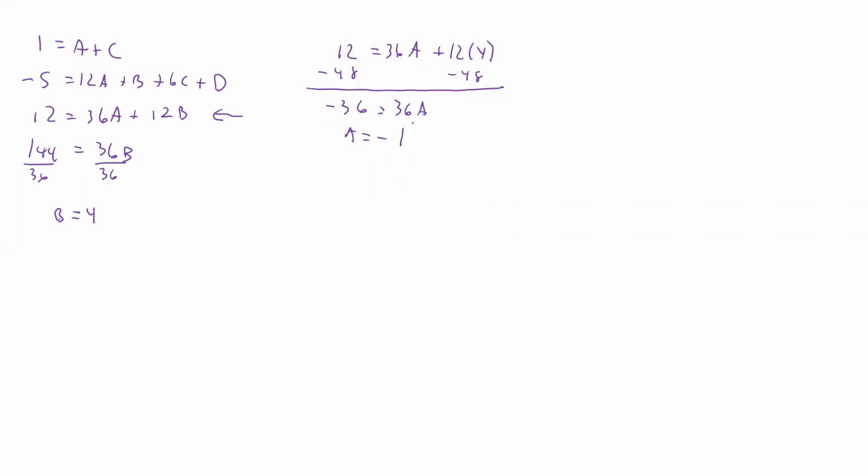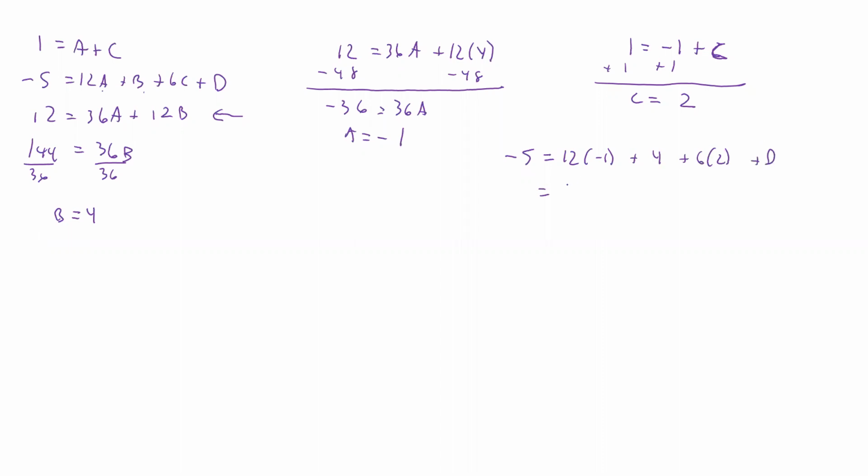Okay, so that looks good now. So guess what? We have the a, and so now we can solve for that c up here. And so we have 1 equals negative 1 plus c. And so if we add 1 to both sides, c is equal to 2. And now we have a, b, c, and we can solve for d. So negative 5 equals 12 times a, which was negative 1, plus b, which was originally 4, plus 6 times c, which is 2, and then plus d.